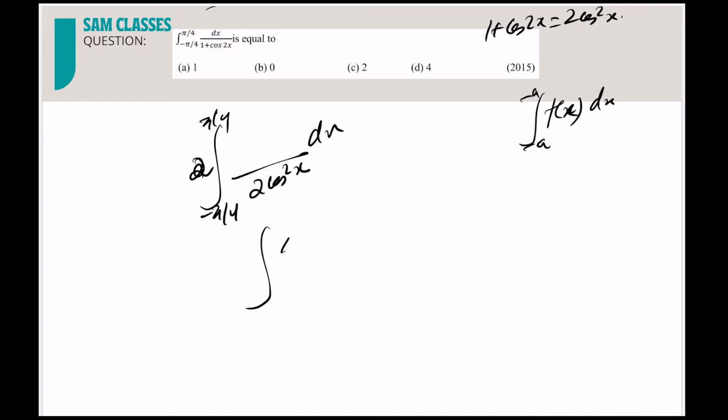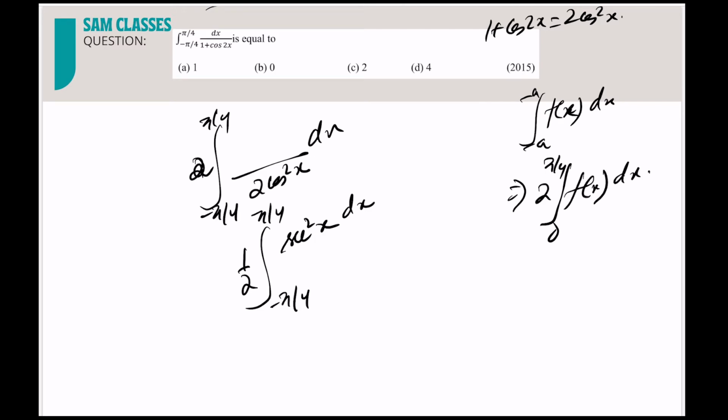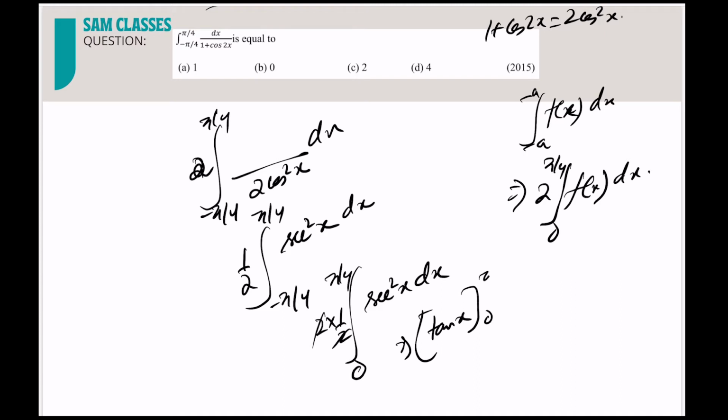Now that is equal to secant square x, and half will go outside, dx from minus pi by 4 to pi by 4. Now we know secant square x is an even function. So whenever we have an even function, it is 2 times the integral from 0 to a of f(x) dx, which means we can just double. So from 0 to pi by 4, secant square x dx, and it will be 2 into half. If I integrate, I'll get tan x from 0 to pi by 4. So I'll get 1 minus 0, so 1, that's it.